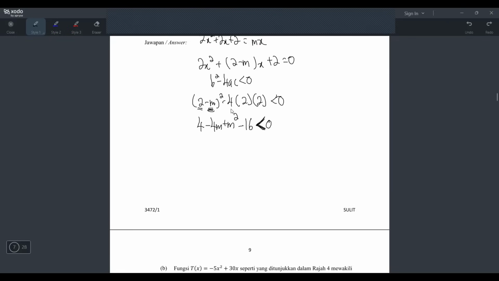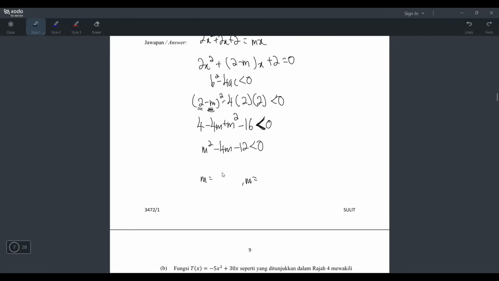And in order to get the two answers, I have to arrange it into general form and then press the calculator, right? So the m squared I will write at the front, followed by negative 4m, and then followed by 4 minus 16, which is negative 12, smaller than 0. And then now I will get the two answers for m first, right? And then later have to shade. Okay, so let's press the calculator. What's the A? 1. What's the B? Negative 4. What's the C? Negative 12. Okay, my calculator gives me 6 and negative 2.